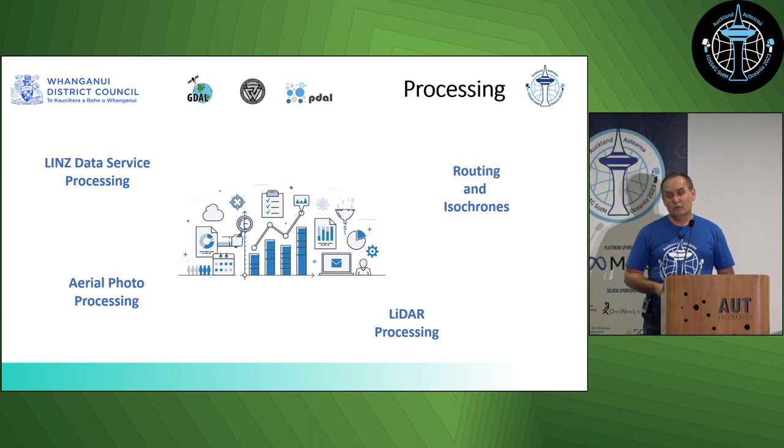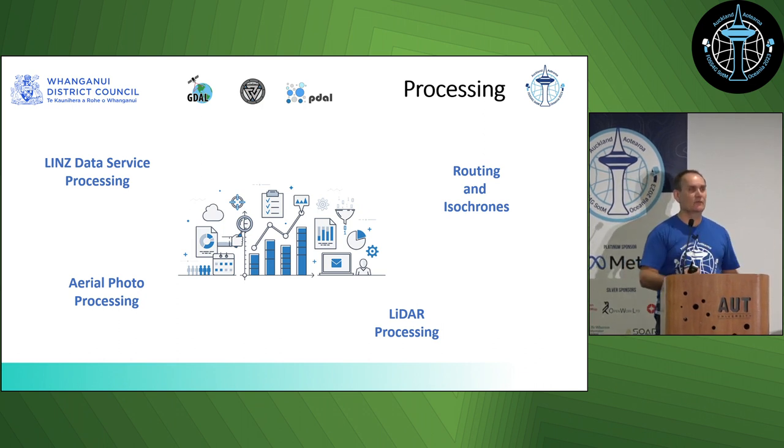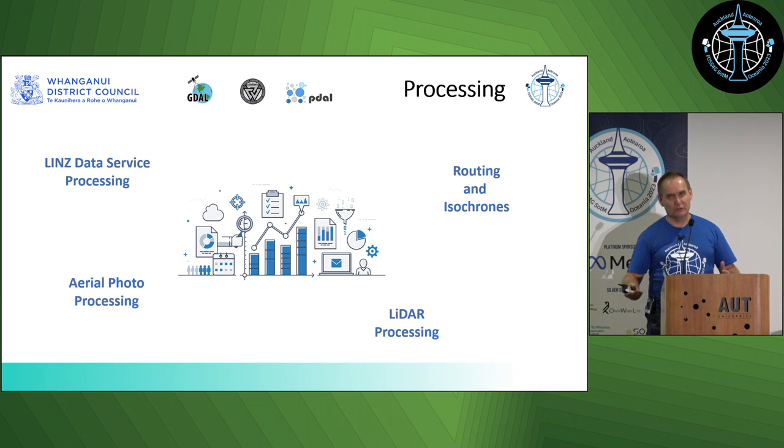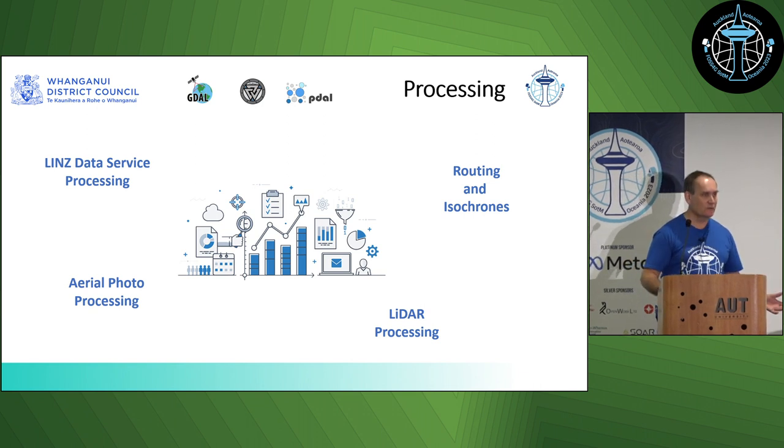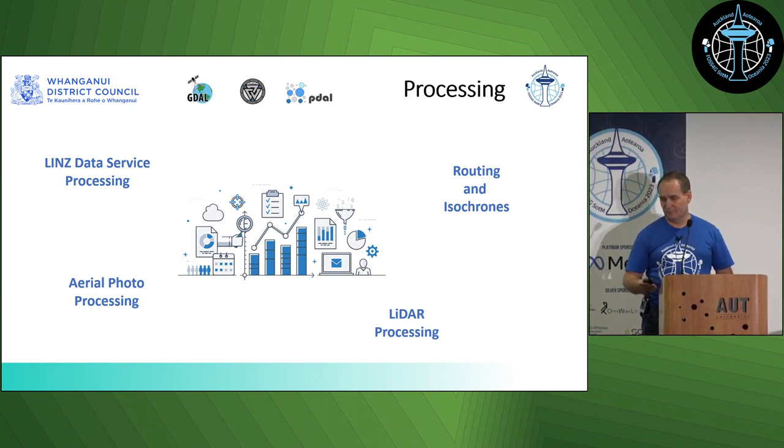We use a bunch of tools for processing. A lot of those are in automated scripts. So we use GDAL, PDAL. We use Valhalla as a routing service using OSM data. So that enables us to automatically consume data from the LINZ data service. We do aerial photo processing so that we can produce cloud-optimized GeoTIFFs, those sorts of things.